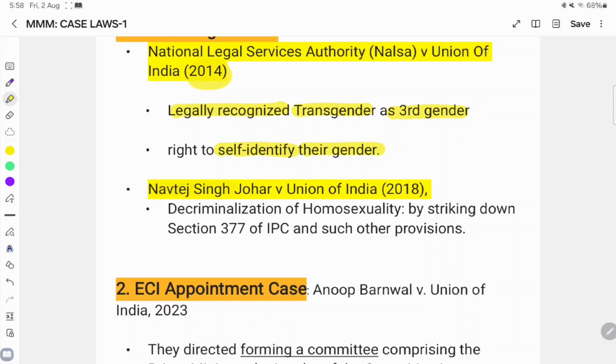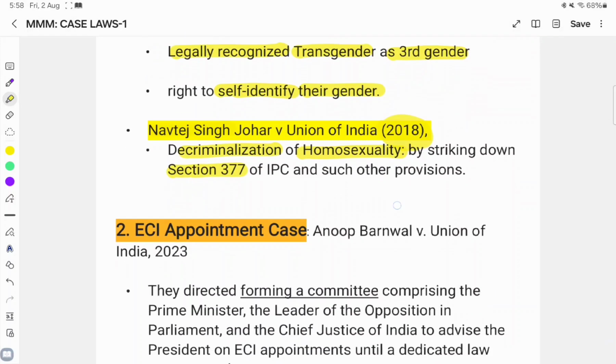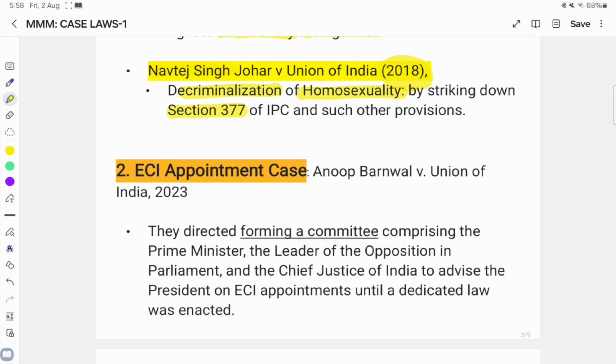The next case is the Navtej Singh Johar case, which is of 2018. In this, the Supreme Court decriminalized homosexuality by striking down IPC Section 377. This is also related to homosexuality and their rights. The next important case is Anup Baranwal versus Union of India, 2023.